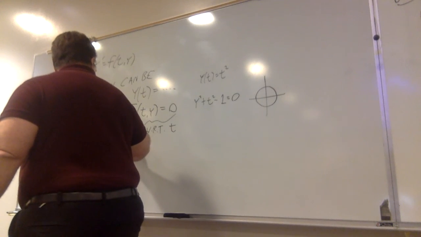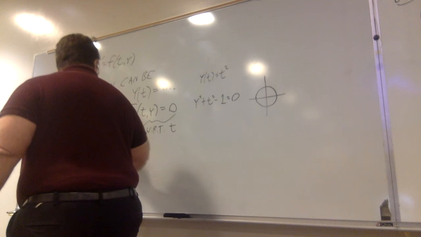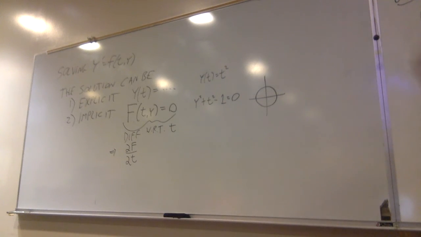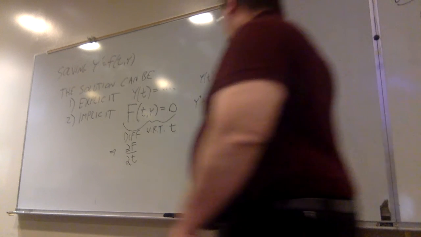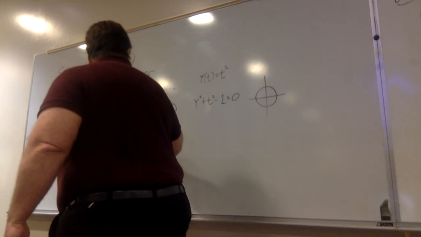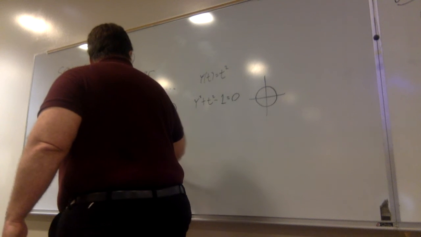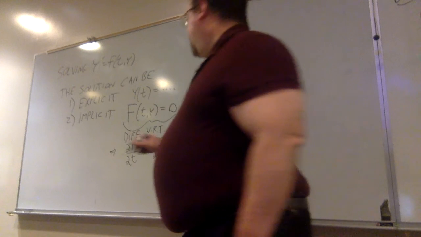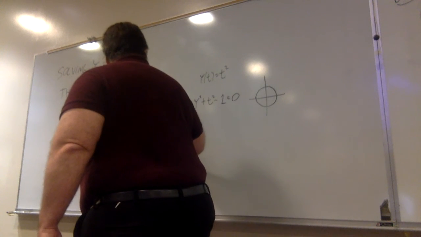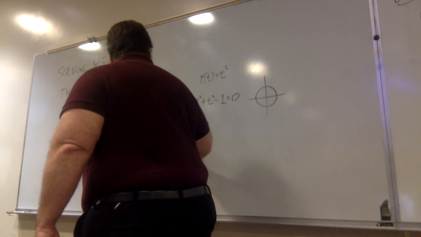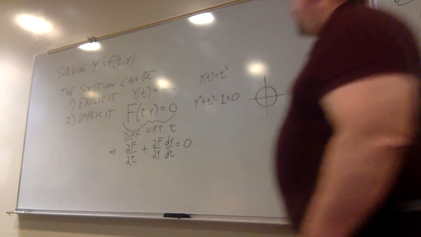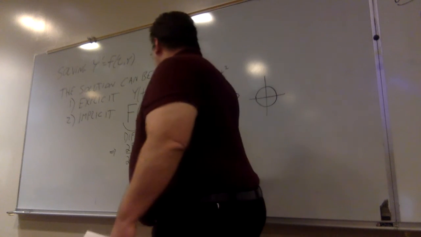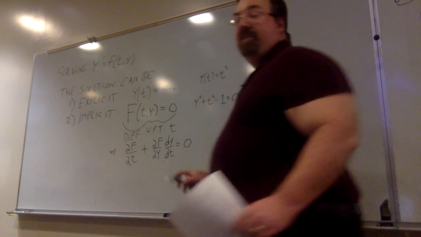I get the partial derivative of f with respect to t. So in that case, you're just differentiating with respect to t, you're thinking of y as a constant, plus the derivative of f with respect to y, but y depends on t, so I have to use the chain rule, dy dt, and the right side will be 0. So if I have any kind of implicit solution, then it has to satisfy this.